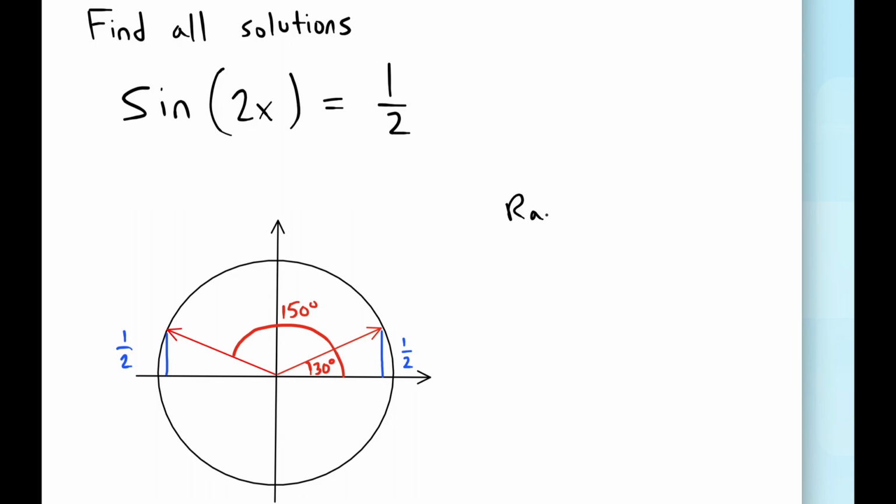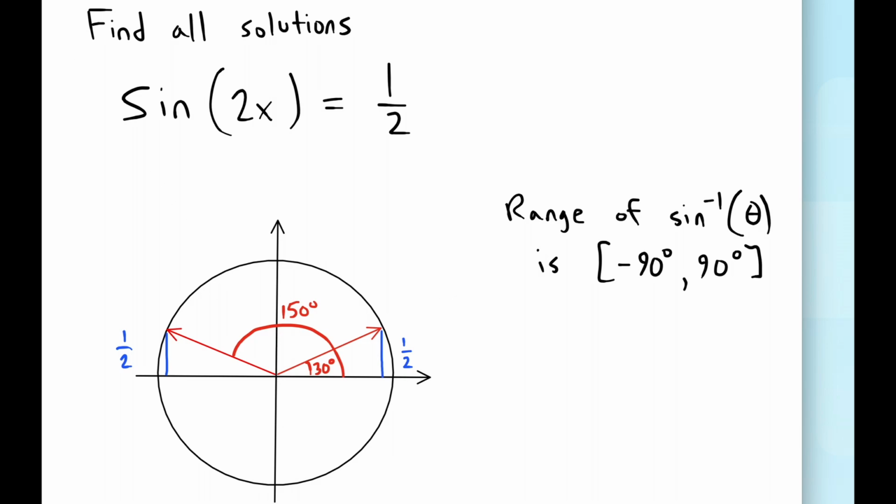So the range of arc sine or sine inverse of theta is from negative 90 degrees to 90 degrees. So that is from here to here. So even though the sine of 150 is 1/2, when we do sine inverse of 1/2, it just gives us the one answer, 30 degrees.